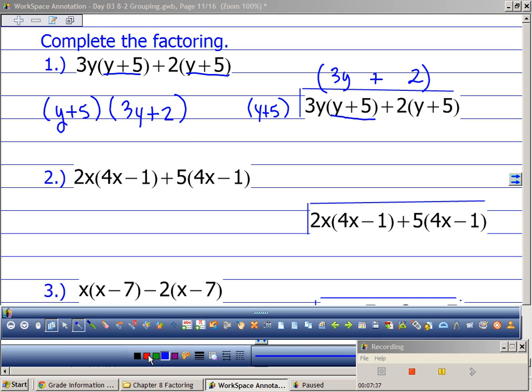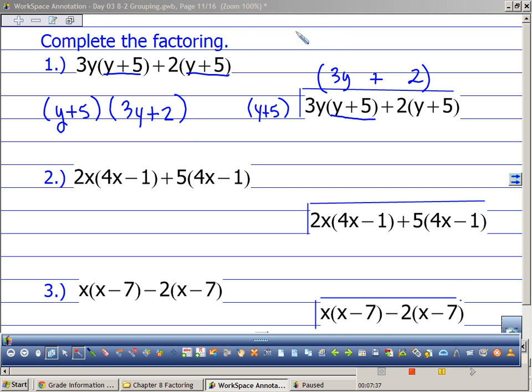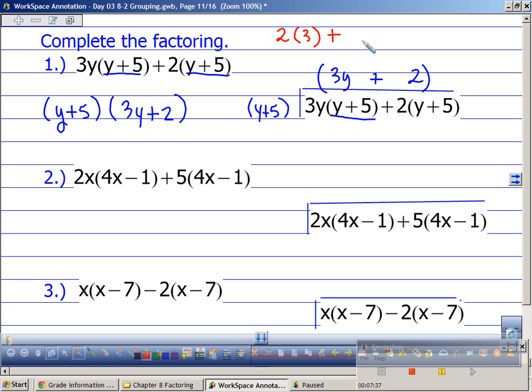You know what I think we need? I think we need an easier example. So how about something like this? 2 times 3 plus 2 times, say, 4 times 3. What does this equal? 2 times 3 is 6, and 4 times 3 is 12. So what does this equal? 18, correct?